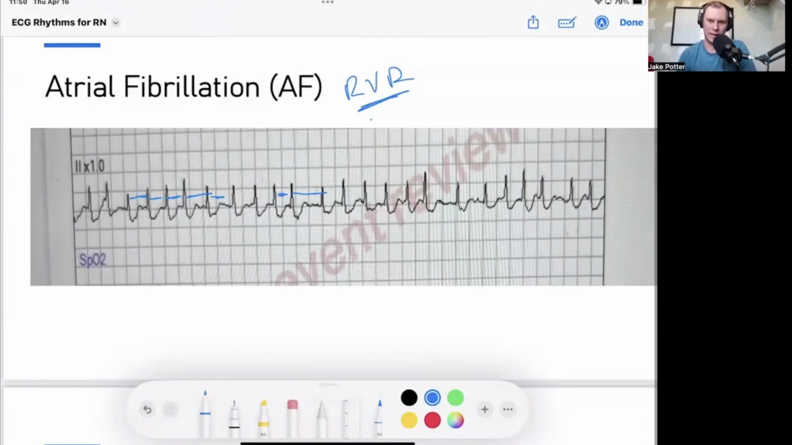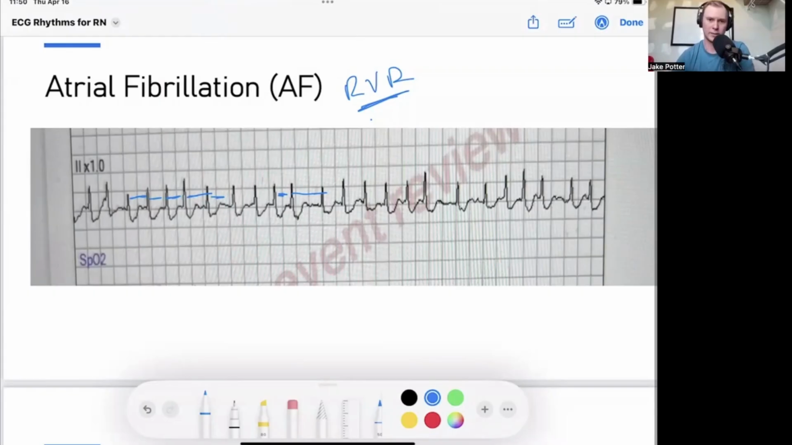AFib is a little bit different. You can have this as a primarily rate related problem, or this can be, again, like sinus tachycardia, compensatory. That's a whole different discussion. It's probably never a bad idea to start with a fluid bolus. I often do that. I rarely ever go straight to metoprolol or anything like that.